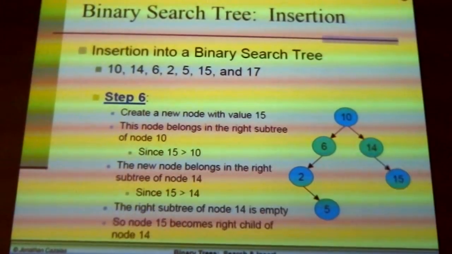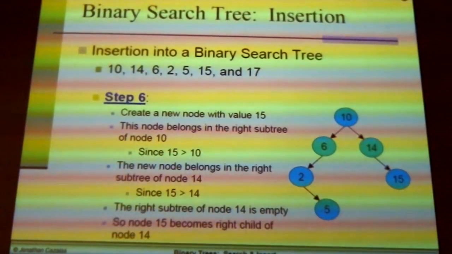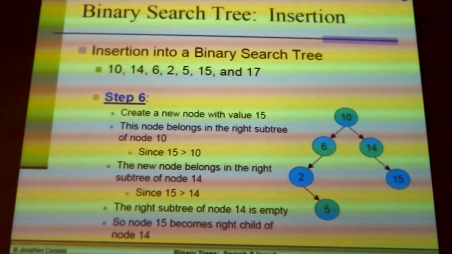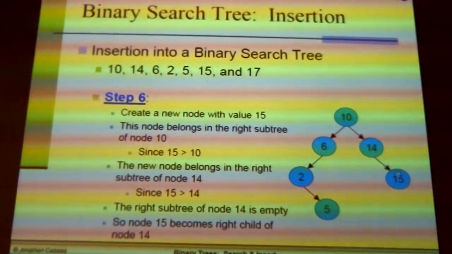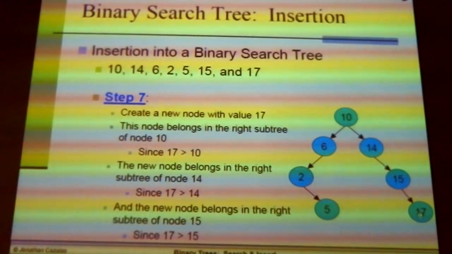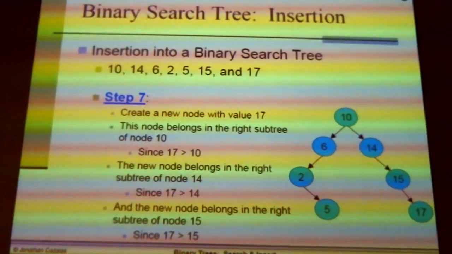And then we follow the same process for our 15 and our 17. Our 15 is going to go to the right, and 15 is greater than 14, so that's going to go to the right as well. And then finally 17 comes in here, and it's greater than 15, so it's going to go all the way to the right as well.